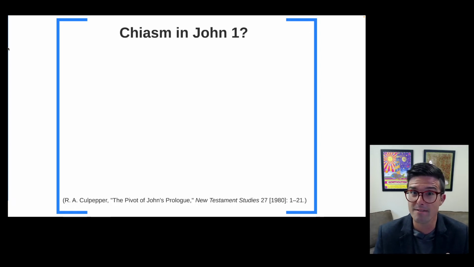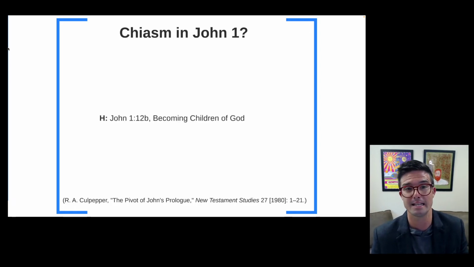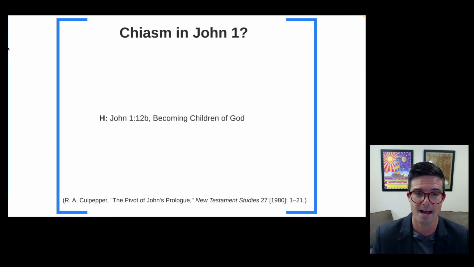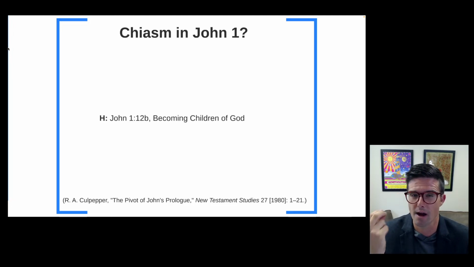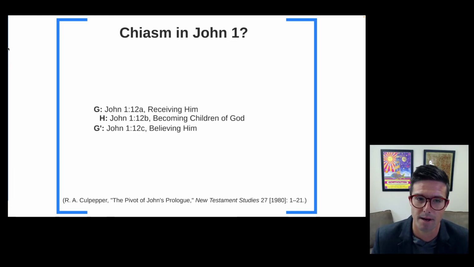And his is very, very detailed. He finds at the center of the chiasm, becoming children of God. So what is the focal point for Culpepper is going to be children of God. This is going to be the thing that is most important about the prologue. And then moving out from here, we can see some parallels.